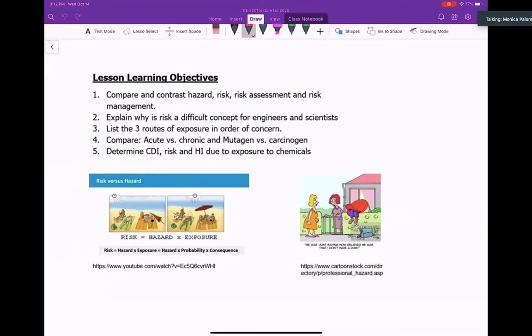And then you're going to be learning about routes of exposure, and you need to determine which one is of more concern, and we probably are already a little bit familiar with that due to the pandemic. We also need to review some of the terms like chronic and acute. And then the most important thing is going to be talking about CDI and HI, which are the two parameters to actually measure or determine the risk of exposure from different chemicals or contaminants. Okay.